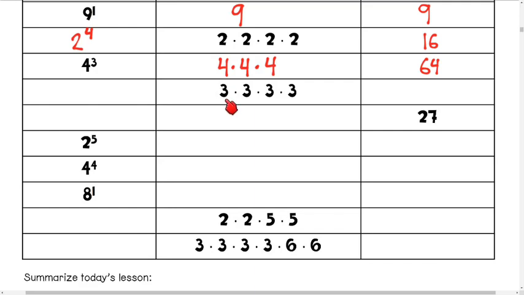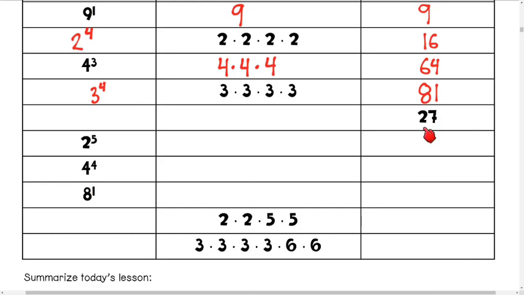I have expanded form here, 3 times 3 times 3. I think I said enough, maybe one more 3. And in exponential form, that would be 3 to the fourth power. And then if I were to multiply this, 3 times 3 is 9, times 3 is 27, times 3 is going to be 81.